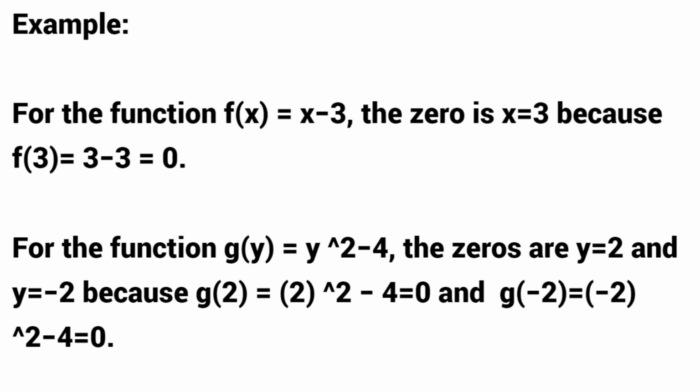Example: for the function f(x) = x - 3, the zero is x = 3 because f(3) = 3 - 3 = 0.